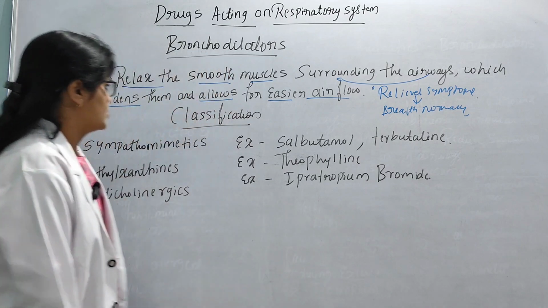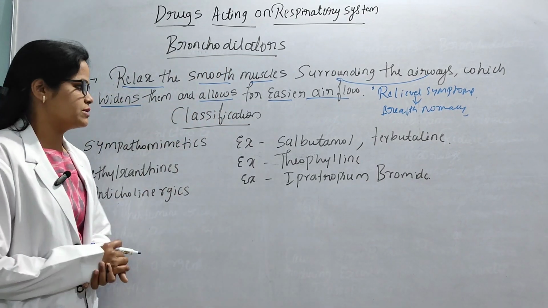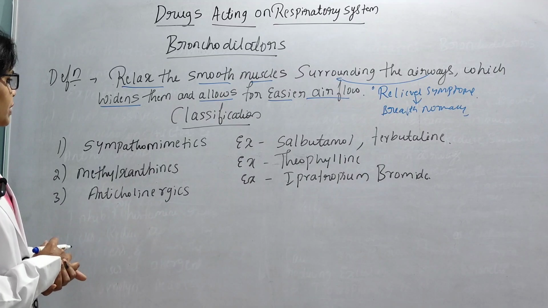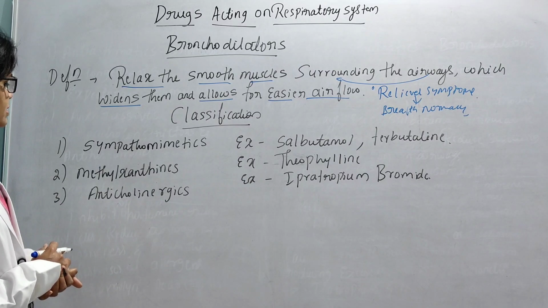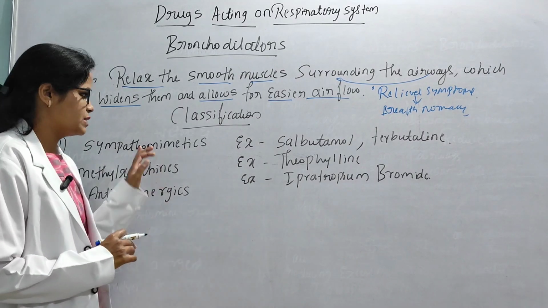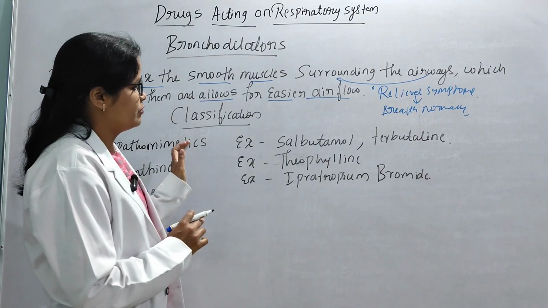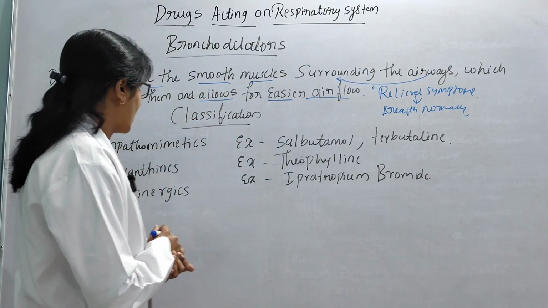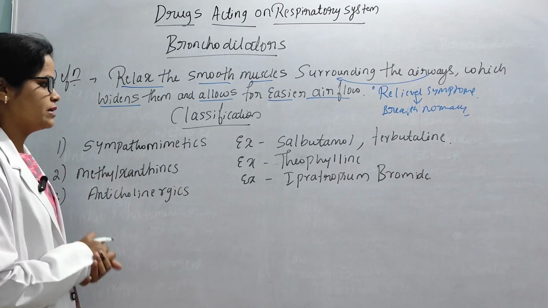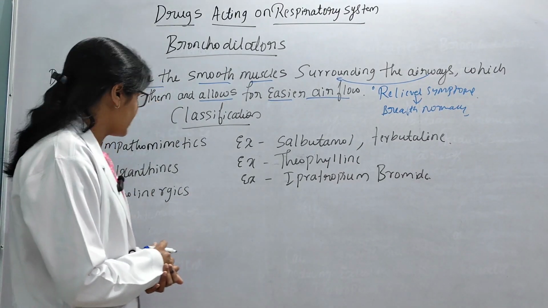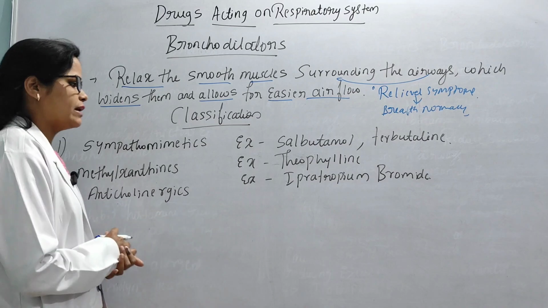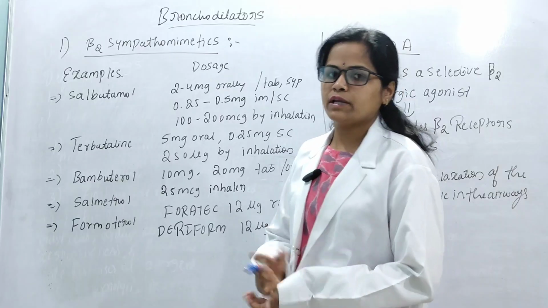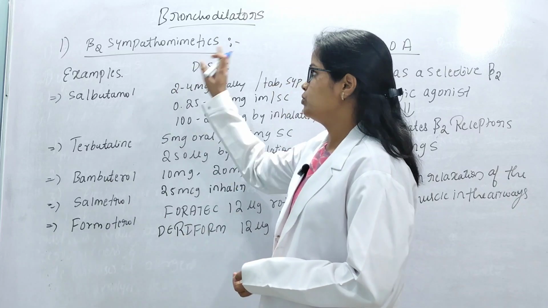Okay, so next we'll see about the classification. Bronchodilators are classified into three types. Those are sympathomimetics, methylxanthines and anticholinergics. Example for sympathomimetics is salbutamol and terbutaline. And example for methylxanthines is theophylline. And example for anticholinergic drugs is ipratropium bromide. As you know, the bronchodilators are divided into three types.